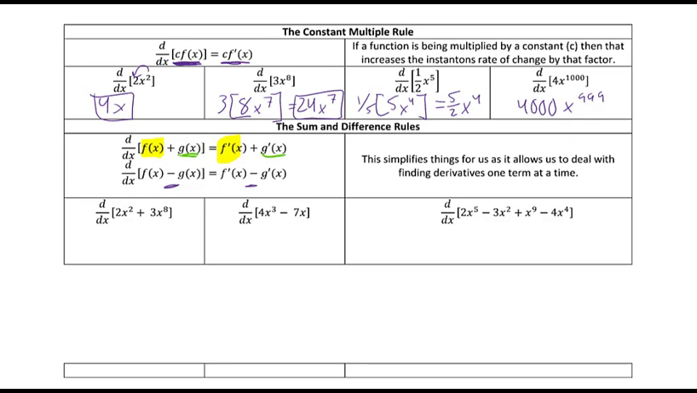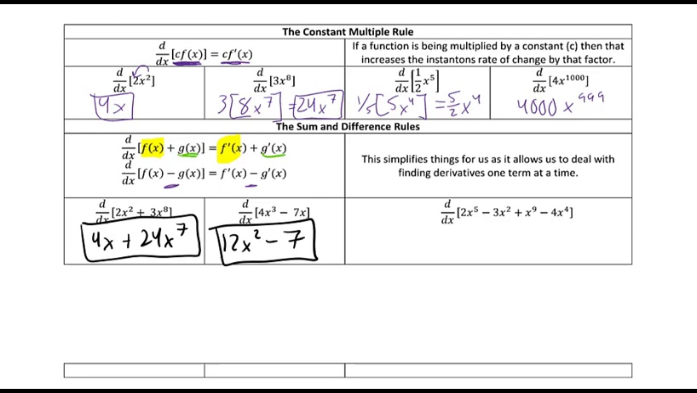So what I mean by that is if I want the derivative of all of this stuff, I can just worry about doing the derivative of this, which would be the power rule, and then this is a plus, so this will be a plus, and then I'll do the derivative of this one, which is also power rule. So I can just do the derivative one term at a time, and it allows me to split it up. Subtraction works the same way. Derivative of this, derivative of that, and that's it.